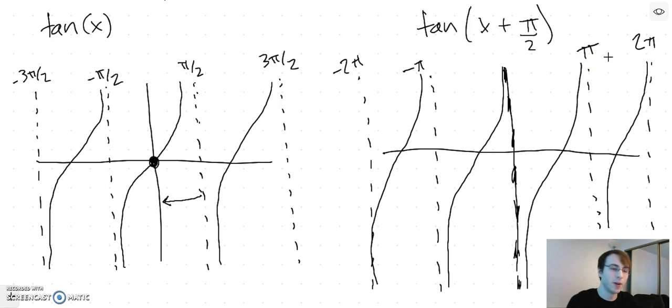So that is how you deal with phase shifts in functions. You just ask what's going to happen when you plug in 0, and then you just shift it accordingly.